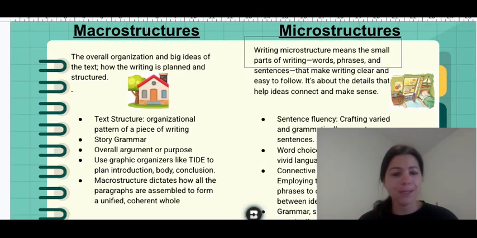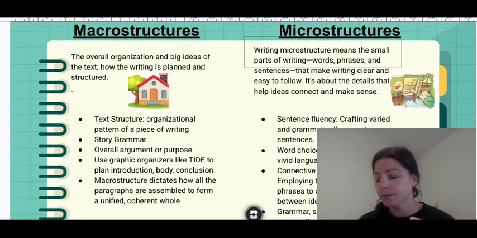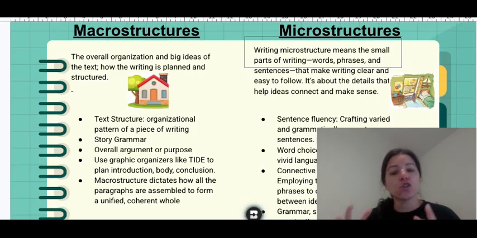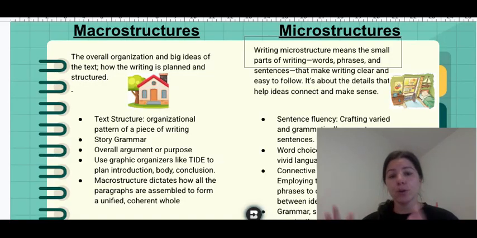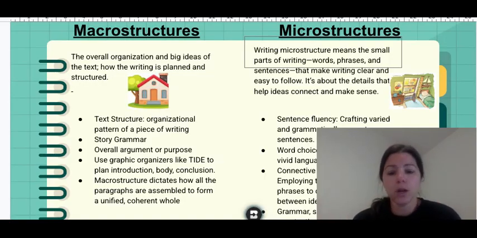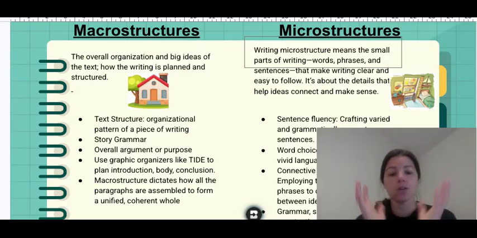So what does that mean? That means that we're explicitly teaching our students about narrative writing, informational writing, opinion structures. They have to know the structure. And then we also have to teach them about story grammar, right? The essential components, what we include in a narrative writing, right? We have characters, we have settings, we may have problems and solutions. We also have to support them with the overall argument or purpose. Why are you writing this? Who is your audience, right? Those are all things that they have to be thinking about so that they can have that strong foundation. Macrostructure really dictates how all of the paragraphs are assembled to form a unified, coherent whole.